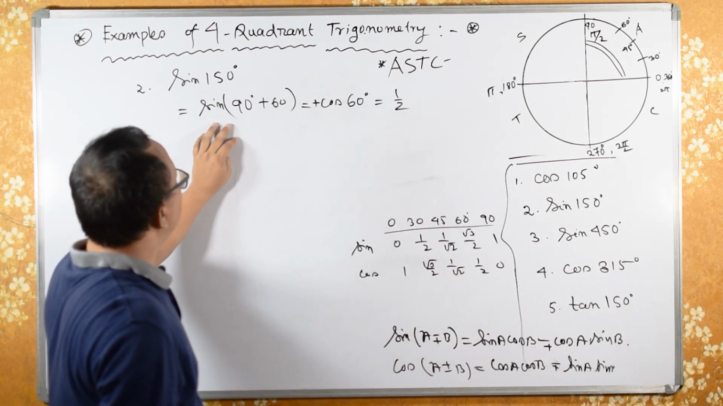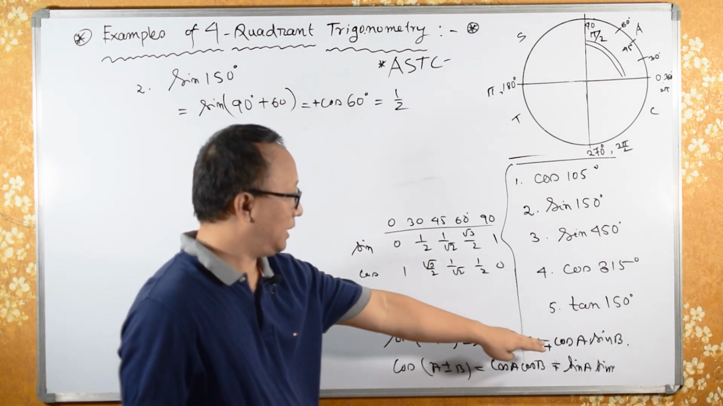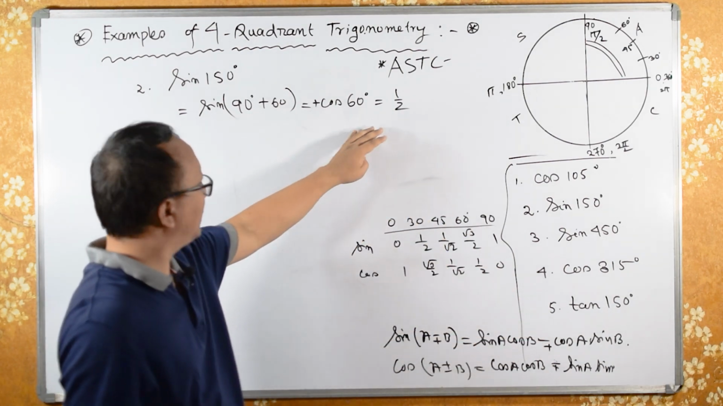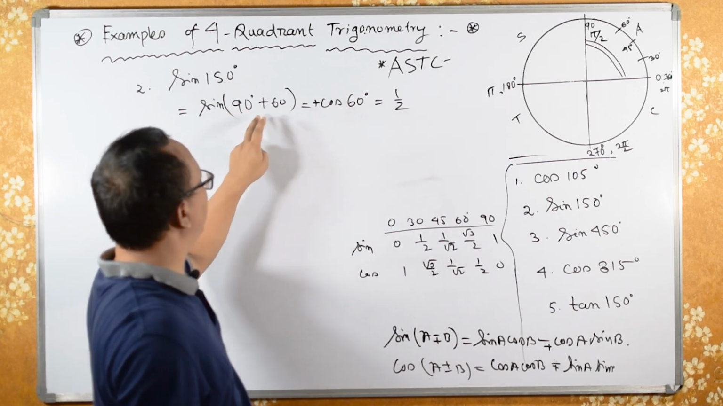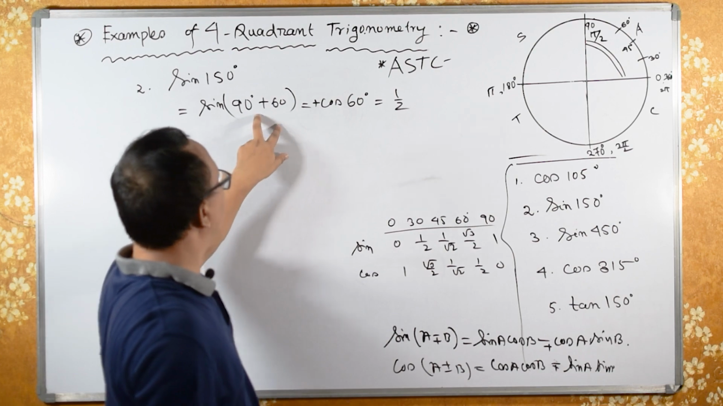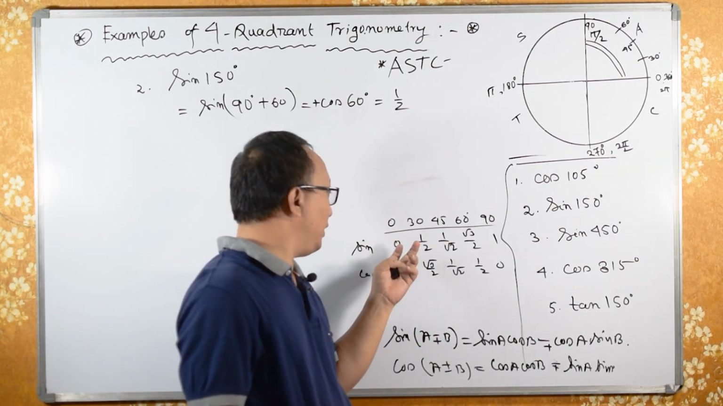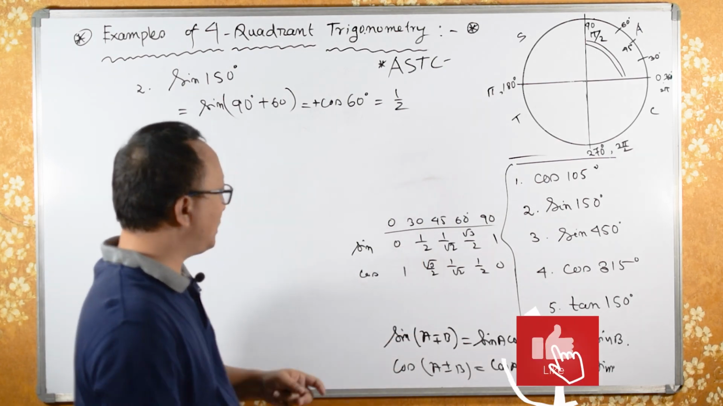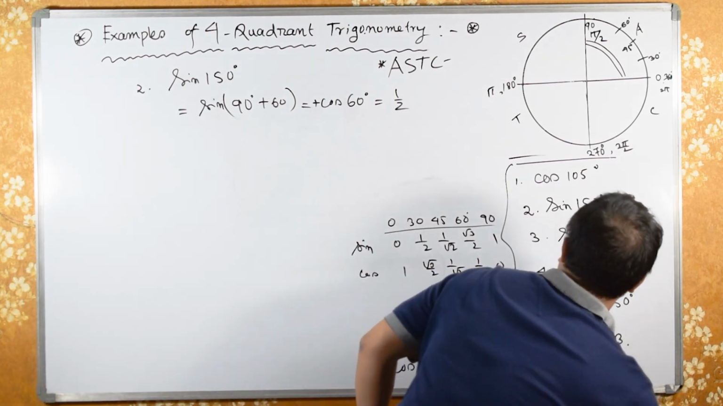Otherwise, what we can do is apply sin of A plus B. Here, you can apply sin of A plus B, and then you will get the same answer. Sin of A plus B is sin A cos B plus cos A sin B. This formula you can apply, and you will get the same answer. Now, in order to remember this, you can express it in this way.